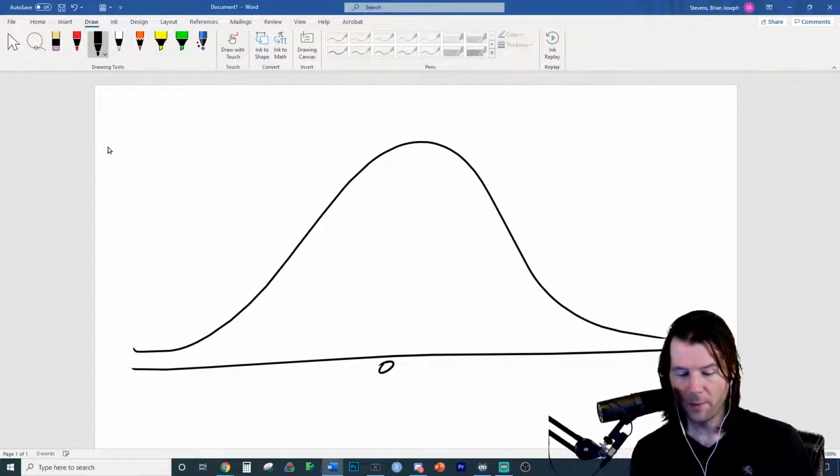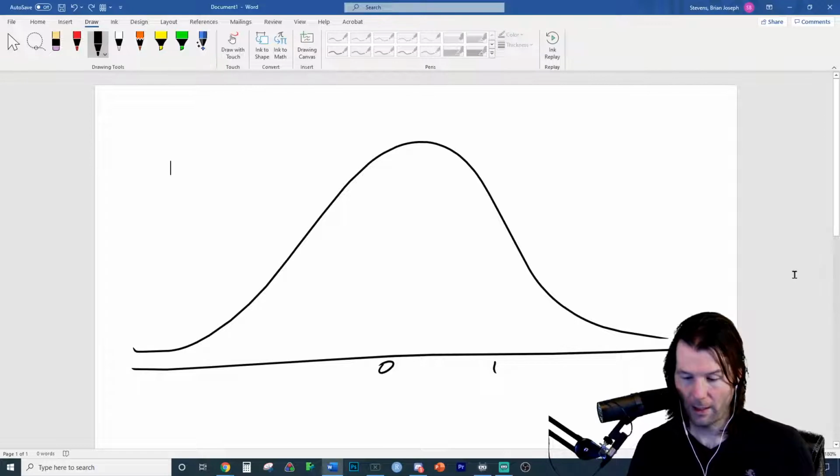And so what I'm going to put in the center of this is the standard normal. So the standard normal has, can I back up? Can I undo that? Thank you very much. The standard normal has z-scores on it.